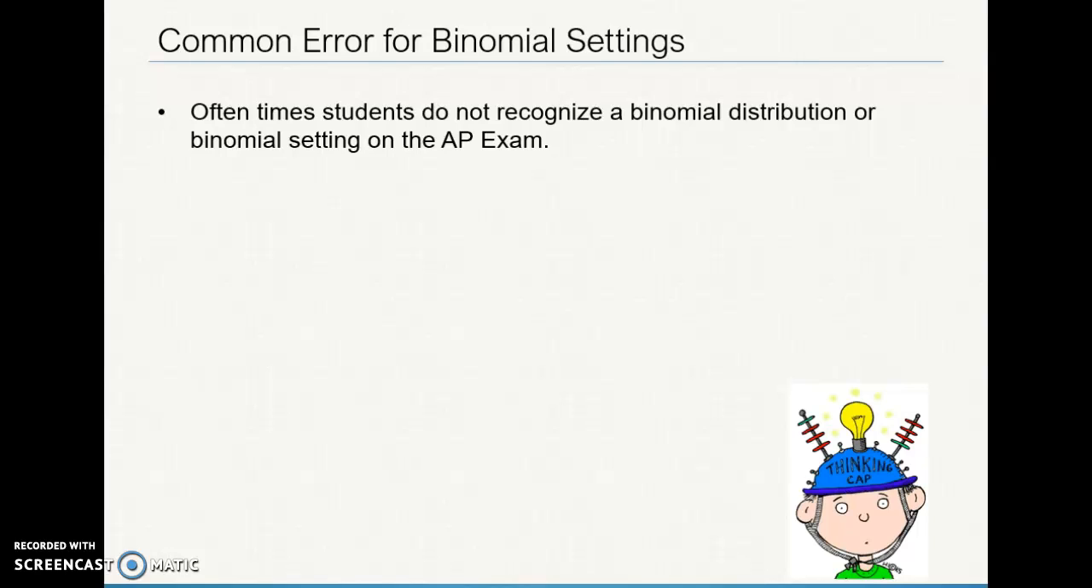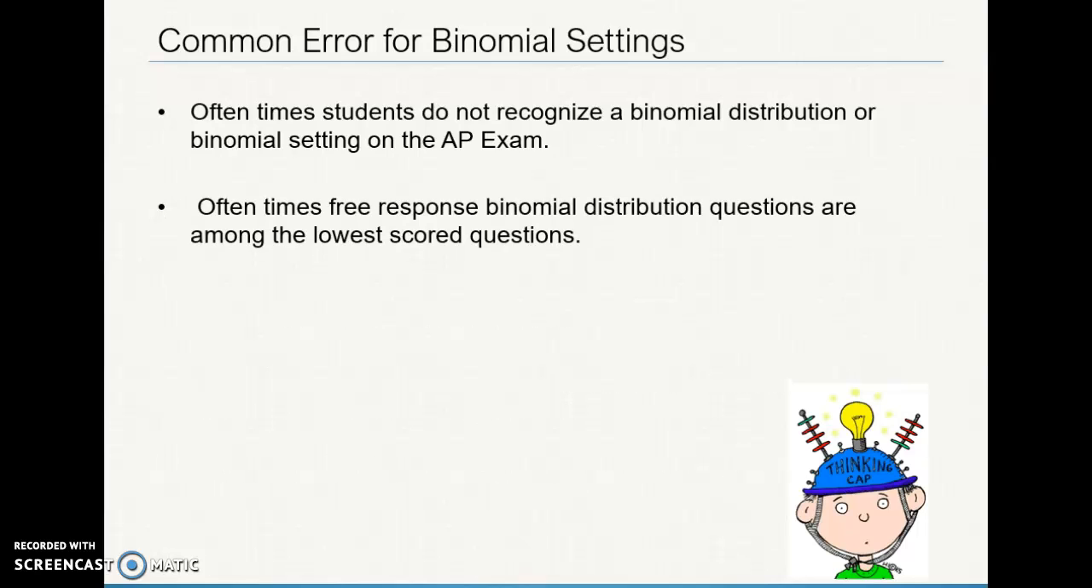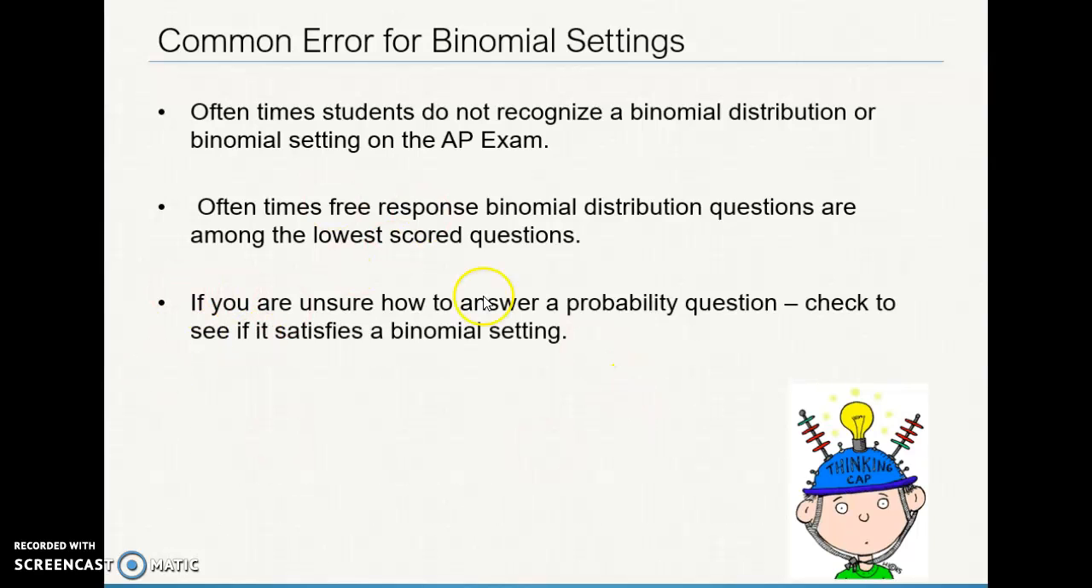And we're gonna get some formulas that are gonna make it a lot easier to do binomial calculations, but oftentimes students don't recognize that they have a binomial setting on the AP exam, which can cause you to do more work than necessary on a problem. Oftentimes, the free response questions on binomial distributions are the lowest scored questions, either for not showing their work or not recognizing that it was binomial. And if you recognize that it is binomial, we'll talk about this later, but you need to state that it's approximately binomially distributed or that it is a binomial distribution.